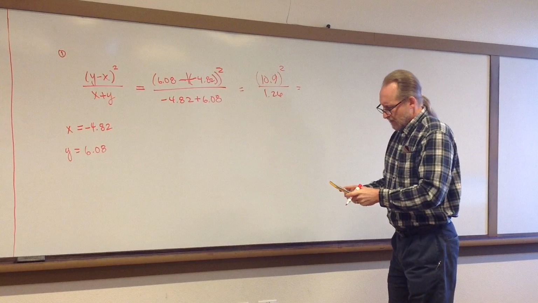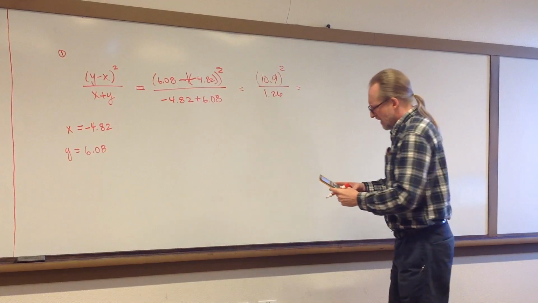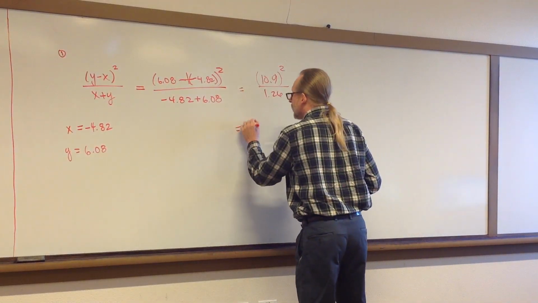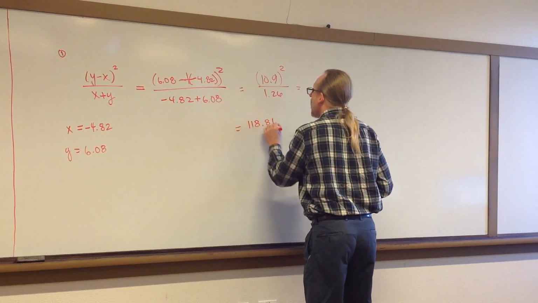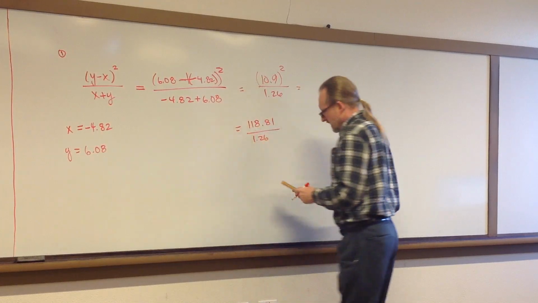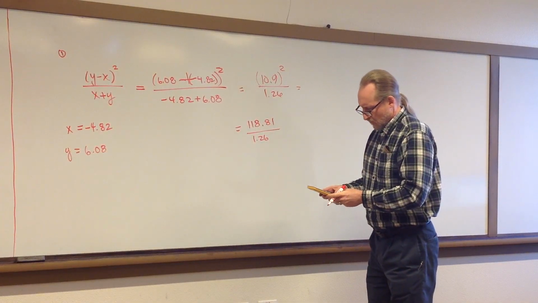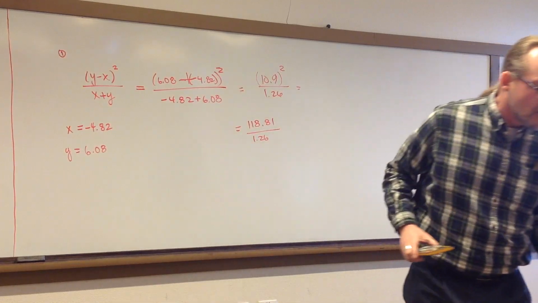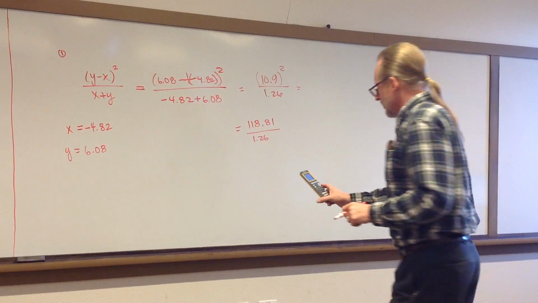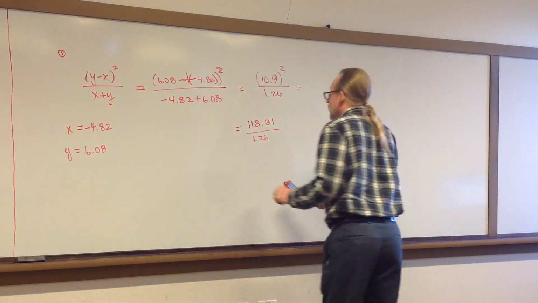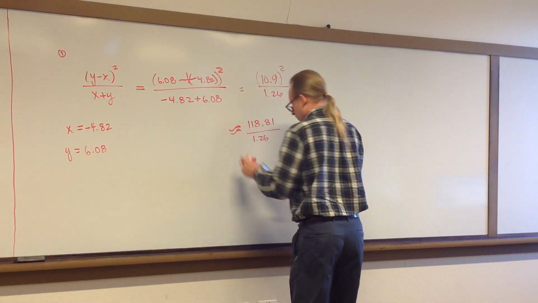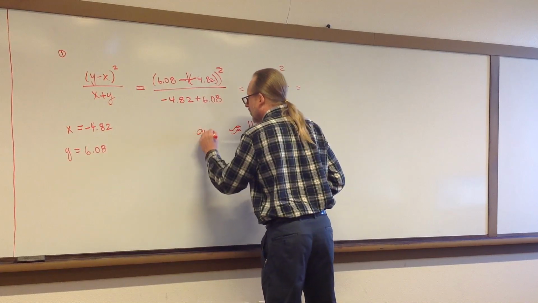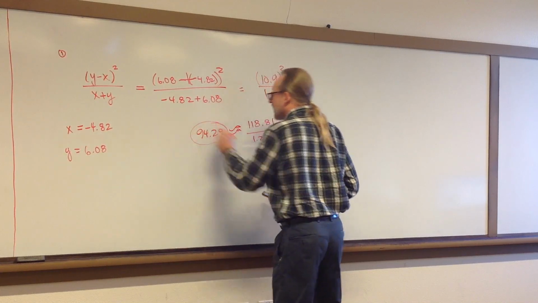Okay, so 10.9 squared is 118.81, over 1.26. And so we get, let's see, round to the nearest hundredth, so 94.29. And there we go.